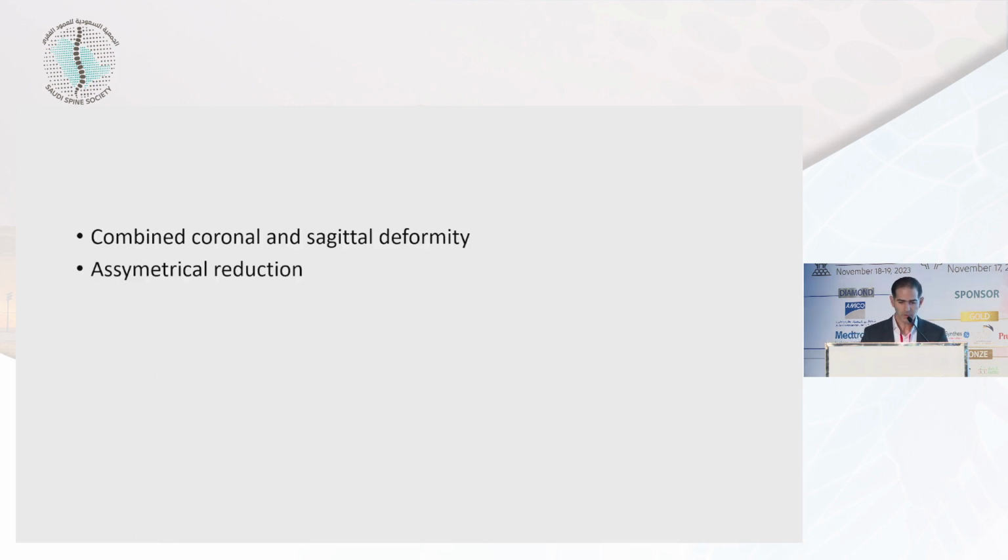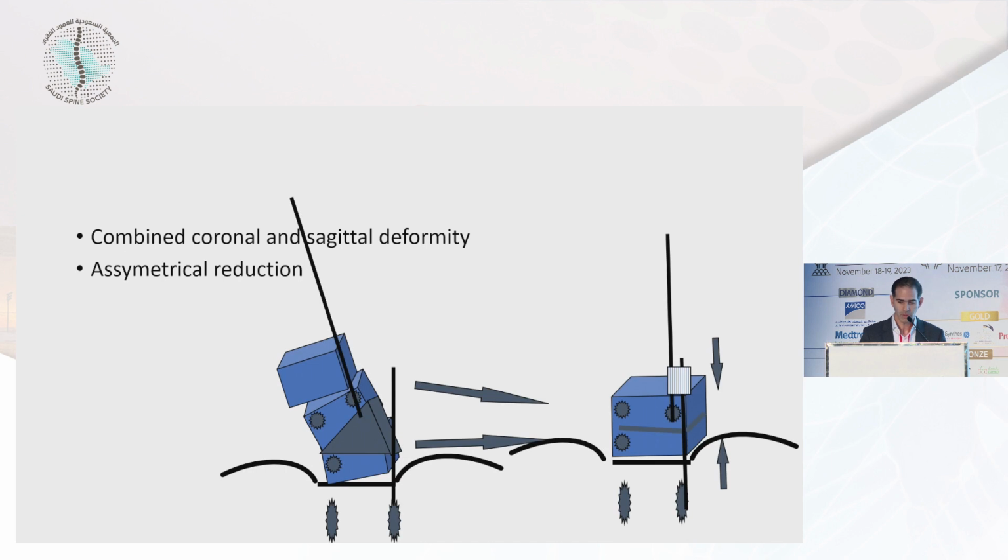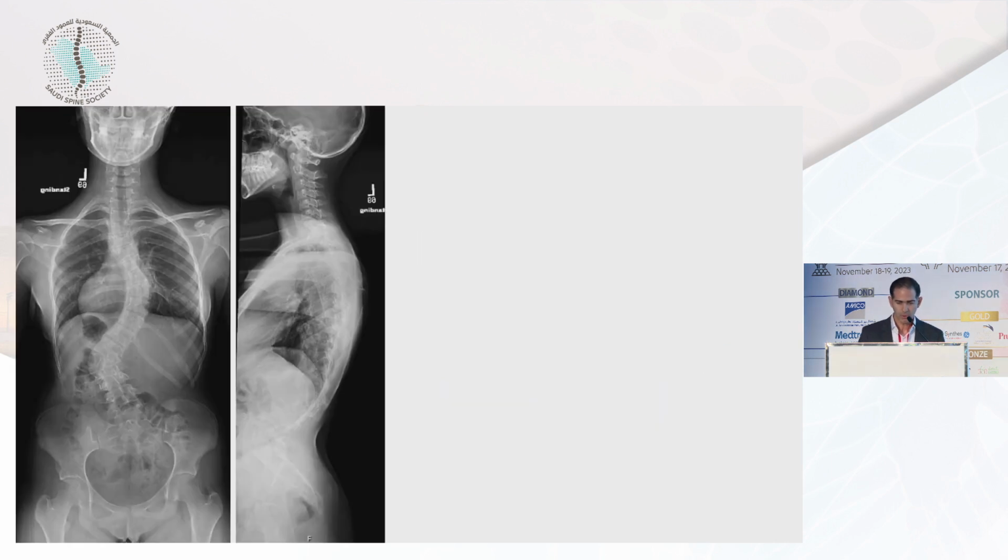And so in case of combined coronal and sagittal deformity, we may also achieve an asymmetrical reduction, and usually the principle is to put the domino on the convex side of the deformity, not on the concave side, in order to achieve sagittal and coronal correction of the malalignment. So I will go over some cases in order to illustrate what I'm talking about.